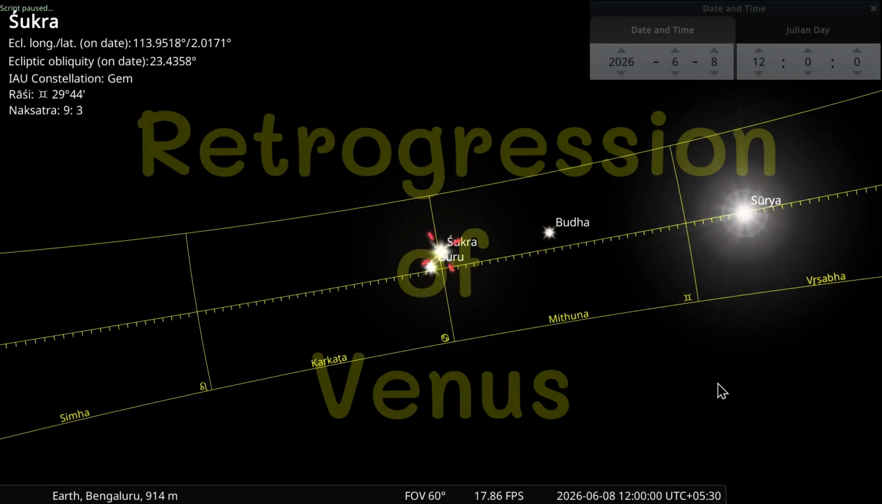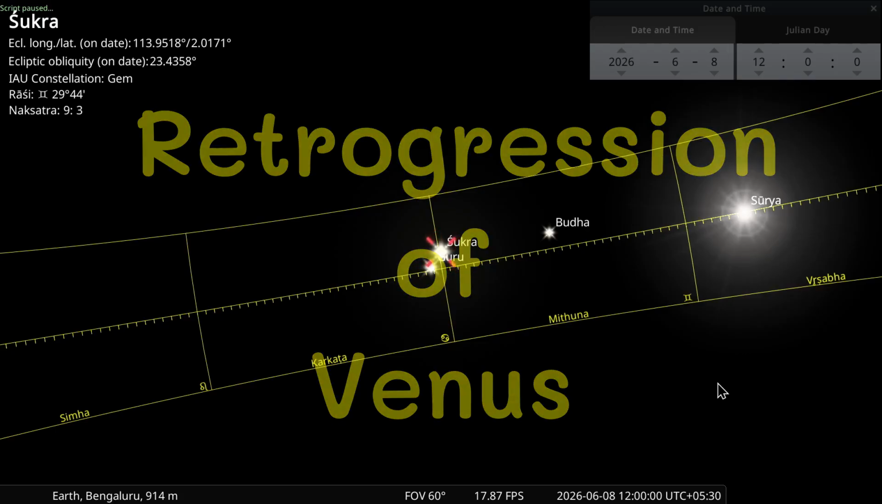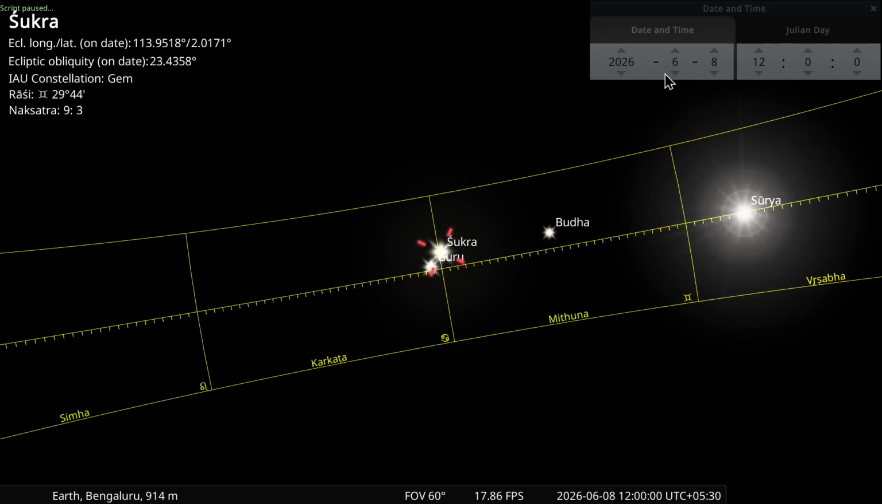In the last video, we had taken a close look at the retrograde movement of Venus. Now, I'm going to simulate that same retrograde movement using Stellarium. I'm starting on June 8th, 2026 at 12 noon when Shukra is just about to exit Mithuna and enter Karkata. Here is the Rashi, 29 degrees, 44 minutes. This is the same time when I had started as day 0 in my earlier geometric simulation.